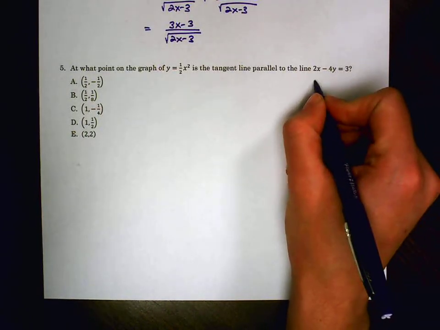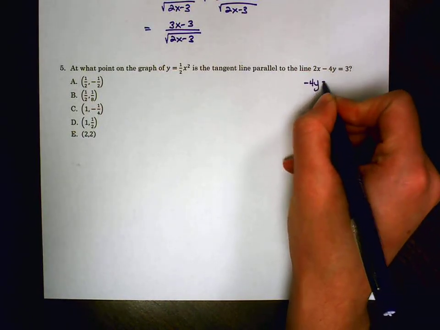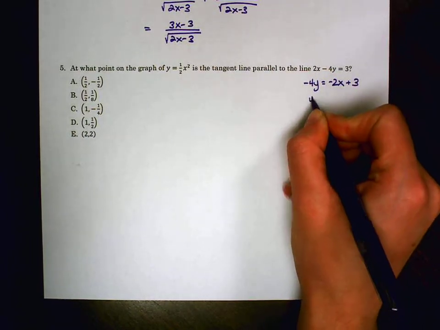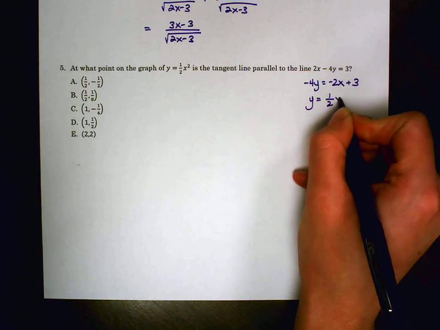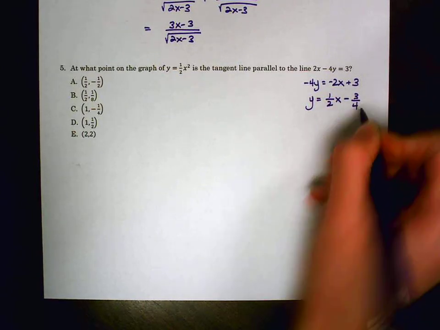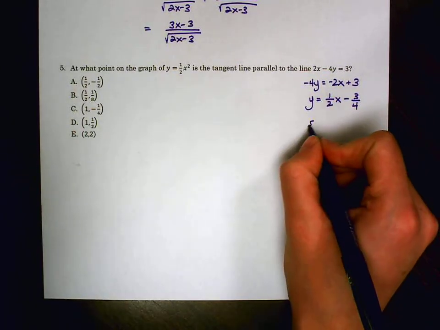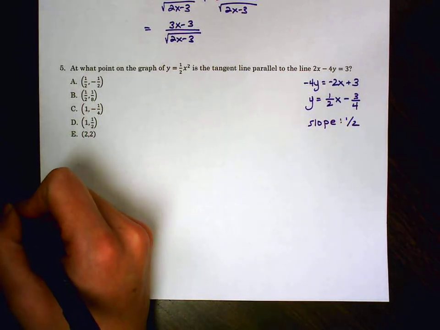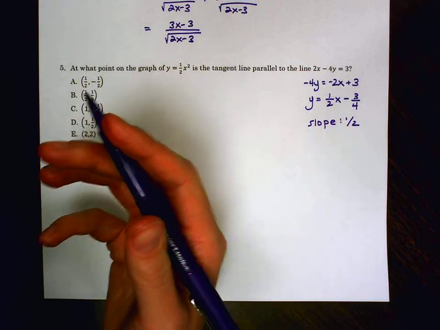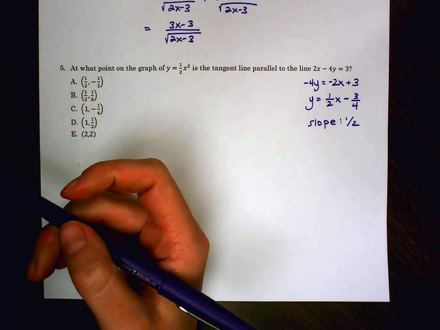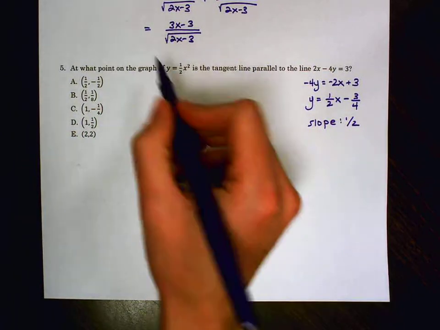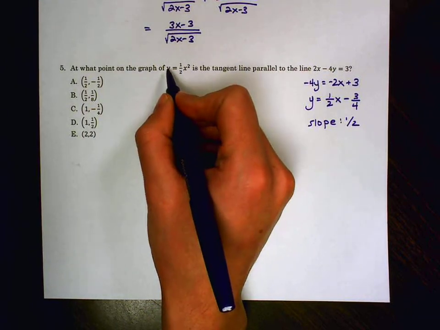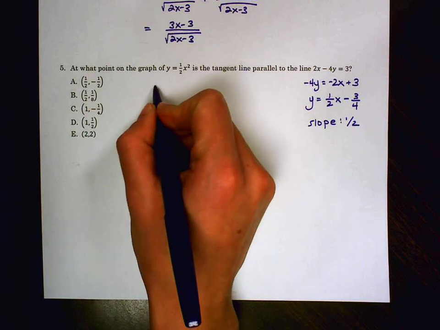So I'm going to subtract 2x on both sides. Now I'm going to divide by negative 4. That means my slope is 1/2. Well, for lines to be parallel, their slopes have to be the same, so they go in the same direction and don't intersect. So I need to figure out when the slope of this will be 1/2. Well, the slope of this will be 1/2 when the derivative is 1/2.